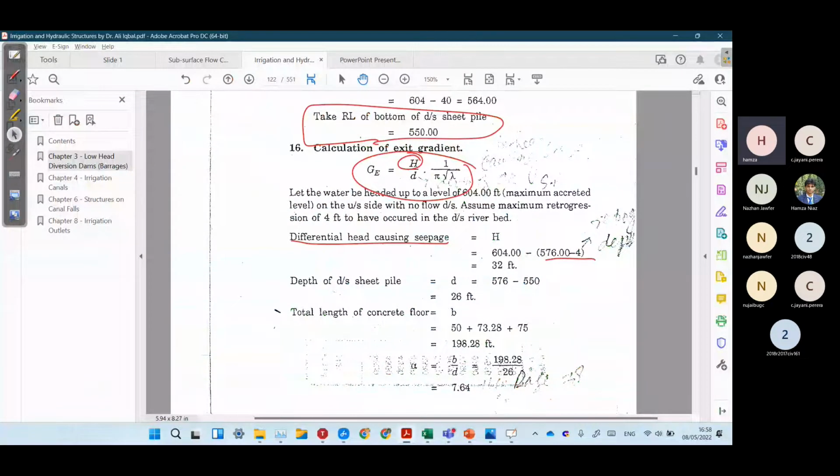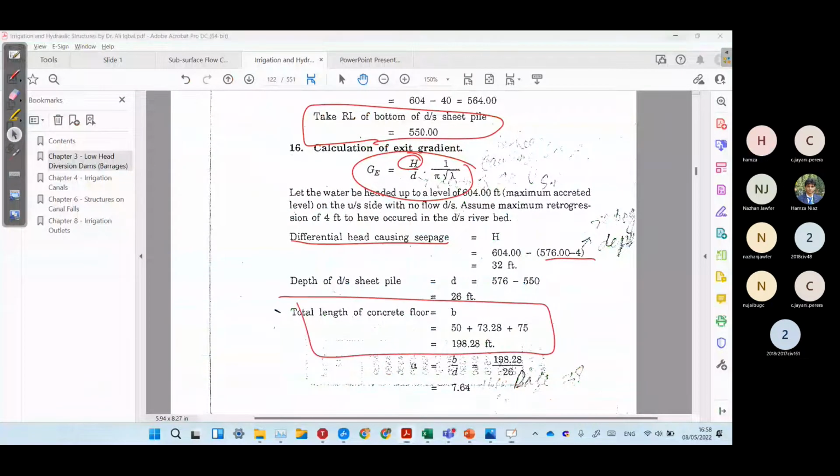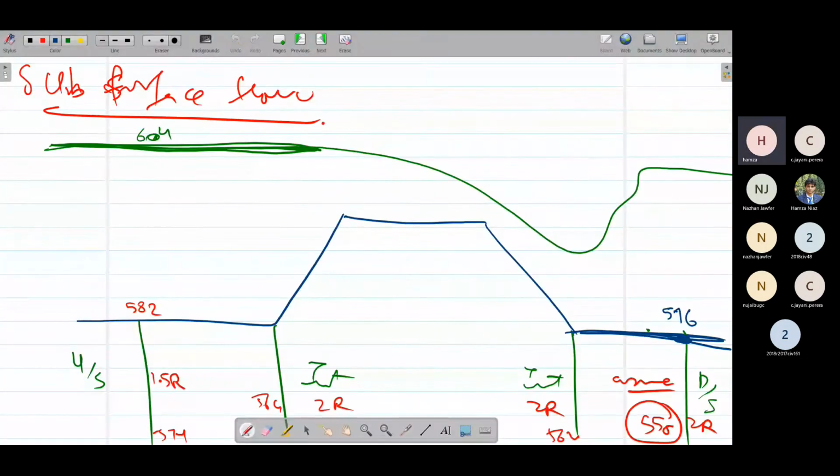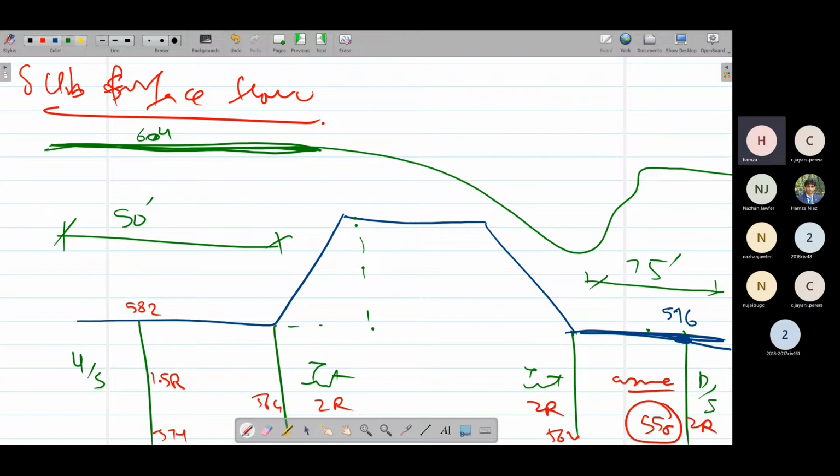Now we have to calculate the total length of the concrete floor. In the previous portion, we designed the upstream portion as 50 feet and the downstream portion as 75 feet. Now we are assuming the crest width is 6 feet. We are assuming it ourselves, there is no issue.